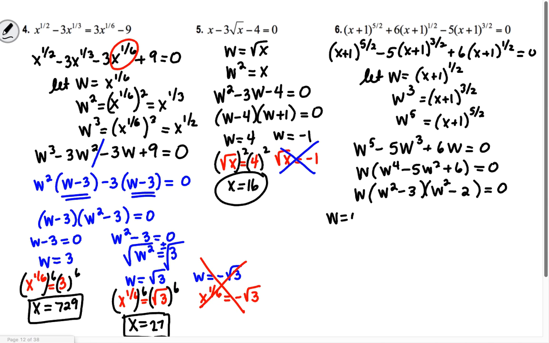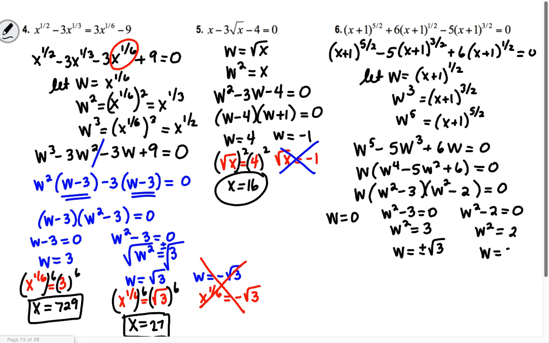So I get w is equal to 0. I have w squared minus 3 equals 0, and I have w squared minus 2 is equal to 0. So when I add the 3 over and take the square root, I get plus or minus the square root of 3. So add the 2 over and take the square root, so I get plus or minus the square root of 2. Okay. These ones are the long ones. All right, now we replace.